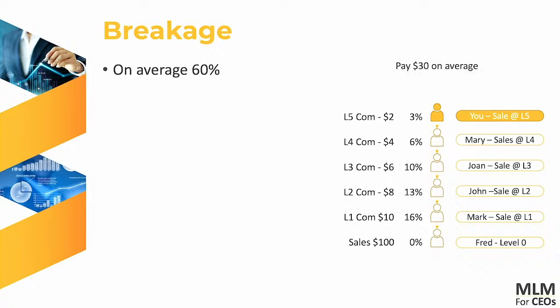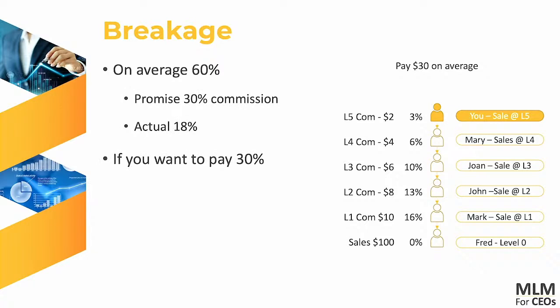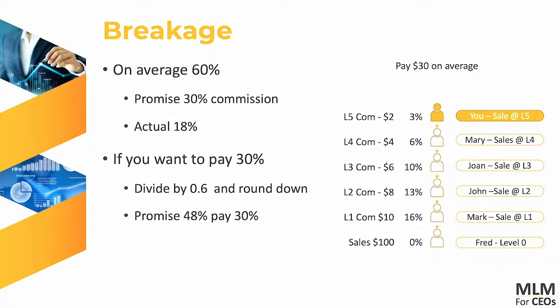So if we have a look at that, that would mean you would be paying out 16% on one level up, 13% 2 levels up, 10% 3 levels up, 6% 4 levels up, 3% 5 levels up, giving you a promise of 48%. Sorry about that animation. I obviously didn't do that quite right, but you got a promise of 48%, but you actually pay out 30%.